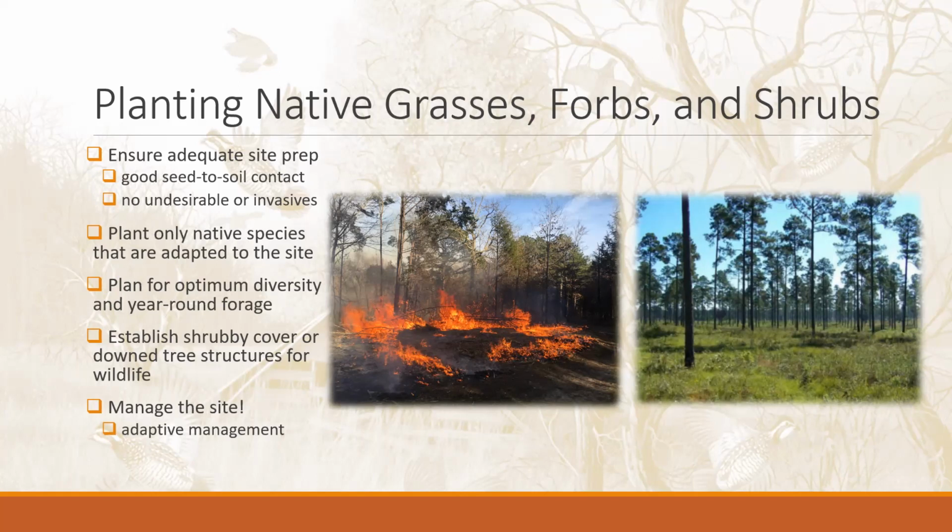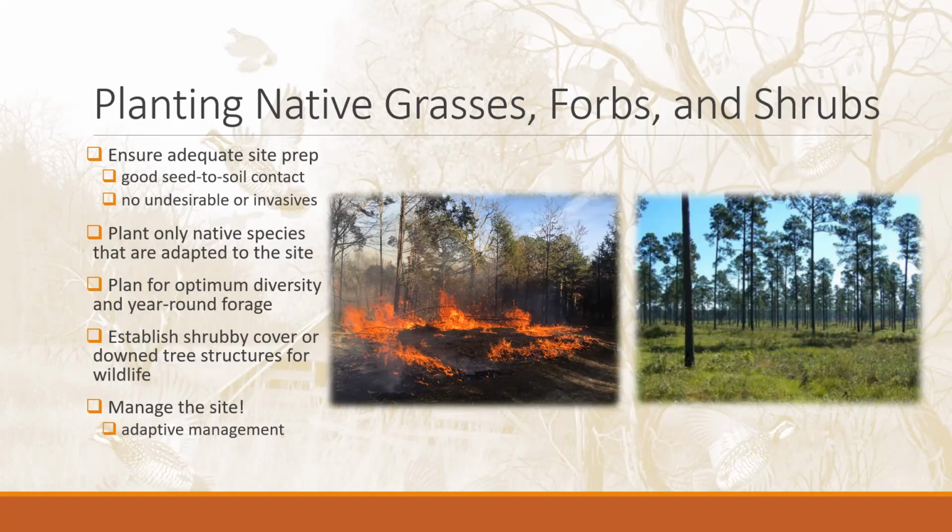So the more species you have, the more wildlife you can support. And we want to make sure that what species we do have out there, we have some blooming all throughout the year to provide that year-round forage for our wildlife. Also, by establishing shrubby cover or downed tree structures for wildlife.